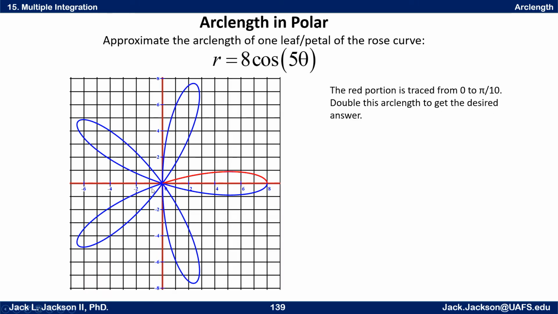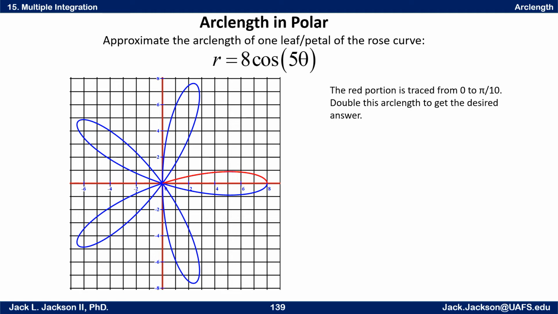So here, let's say we want to find the arc length of one leaf or petal of the rose curve, r equals 8 cosine of 5 theta. In blue here, I have graphed the whole curve, and on top of that I have graphed in red just a piece of it, which is just half of one petal.